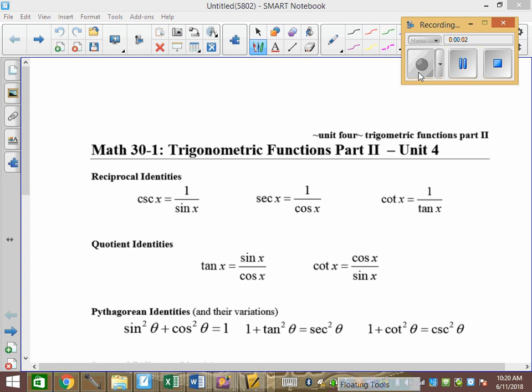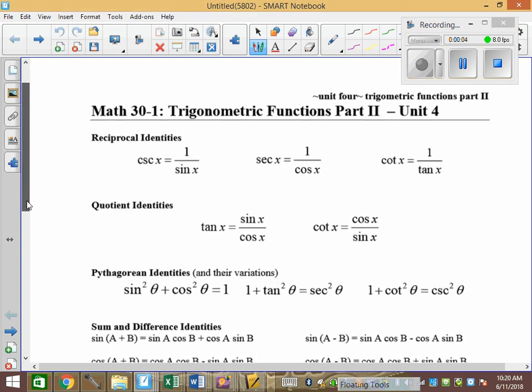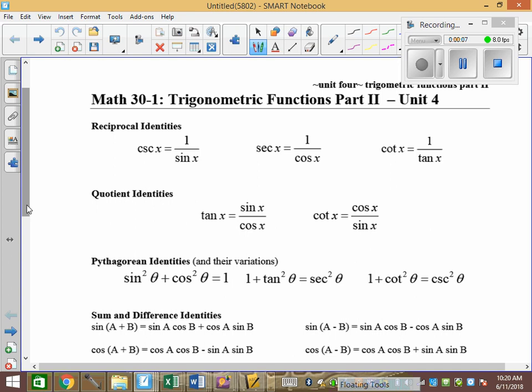So 30-1, trigonometric functions part 2. These are all your formulas. You have your reciprocal identity, which you can't flip your angles. You have to flip your answer.